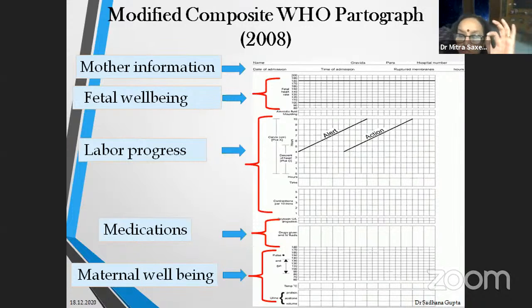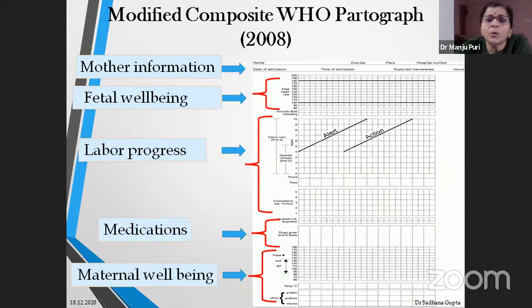Okay, Dr. Manju, for the convenience of the audience, please tell how you instruct your juniors to plot the partogram. I know it's a very basic question, but now that this beautiful graph is there, please go step by step. So basically, you look at all these components here. You have the mother's information here, baby's information here. You have the labor progress here, the third column, and then you have medications jotted here and the maternal well-being here.